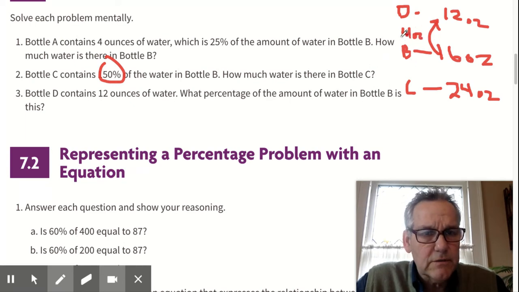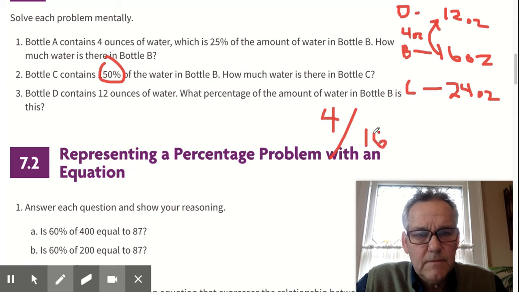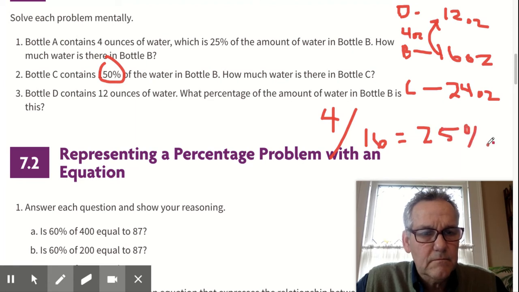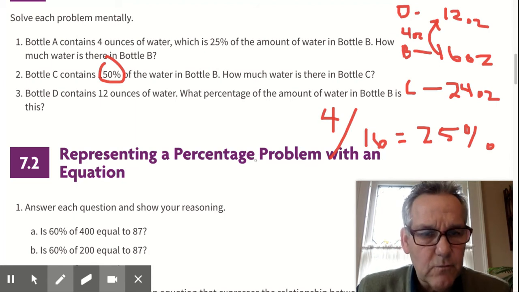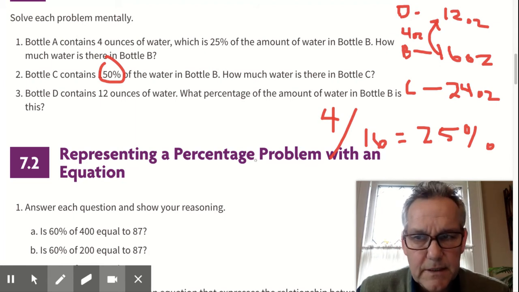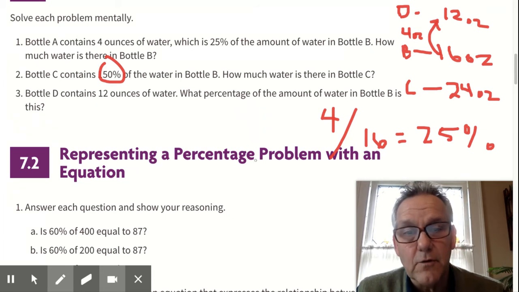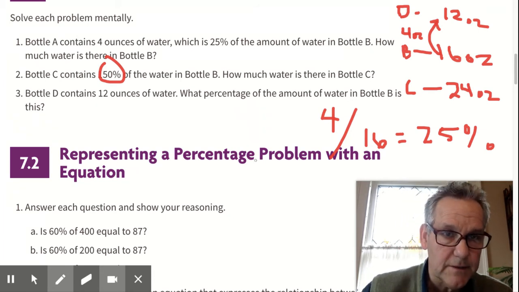And 4 ounces, when compared to 16, 4 over 16, is 25%. That's 25%. So it says, what percentage of the amount of water in bottle B is this? So 12 ounces would be 75% of bottle B, 75%, because 4 ounces is 25%.